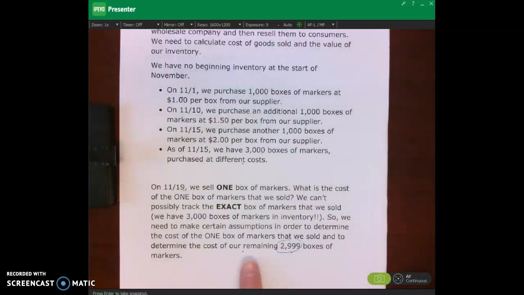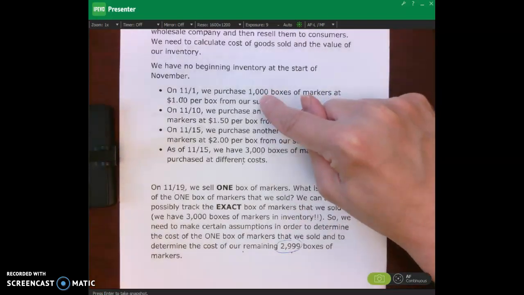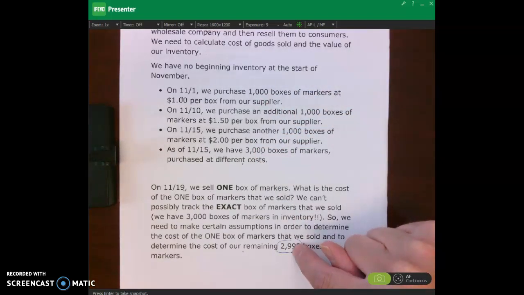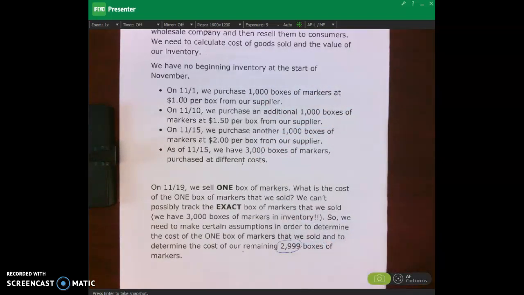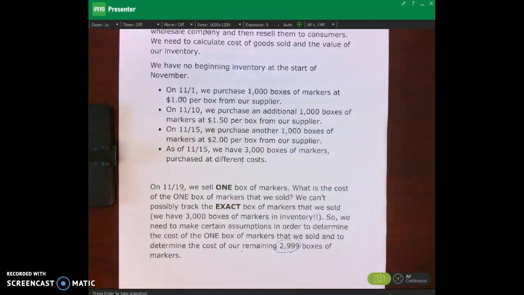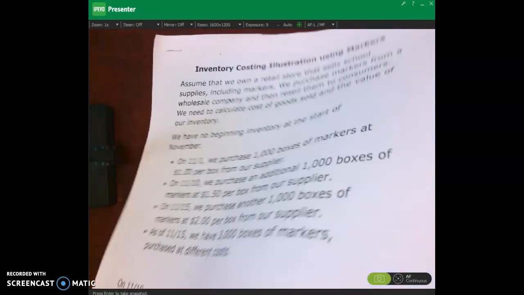And then we also have to make some assumptions because, which one did we sell? The $1, the $1.50, or the $2? That also comes into play in how we calculate the value of our leftover inventory, our 2,999 boxes that we haven't sold yet. What's the value of that inventory? Well, it depends upon which ones you sold, right? So there's a few assumptions that we can make.